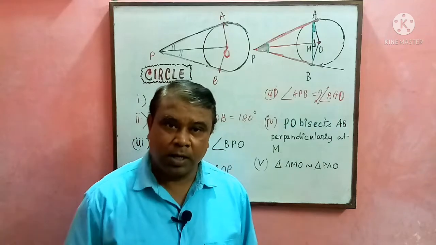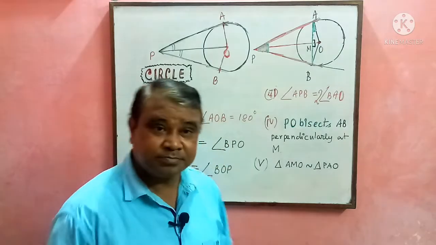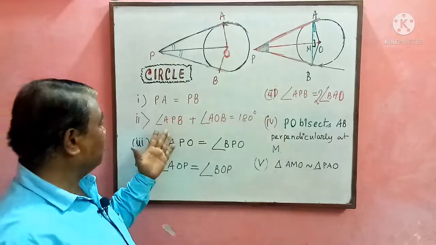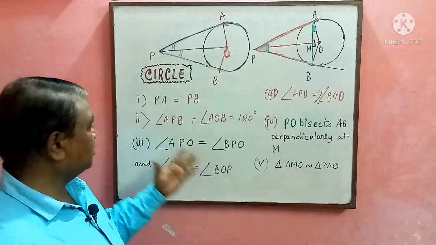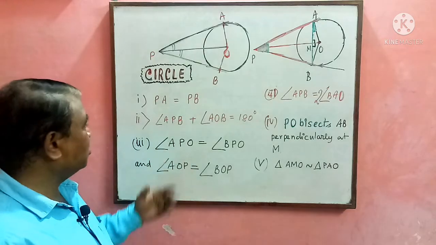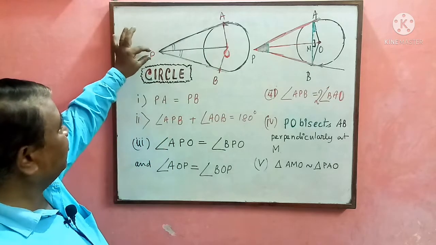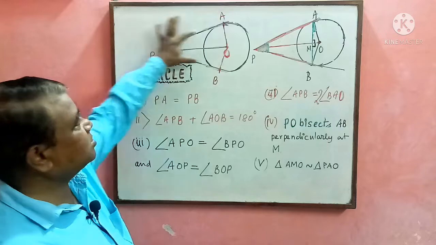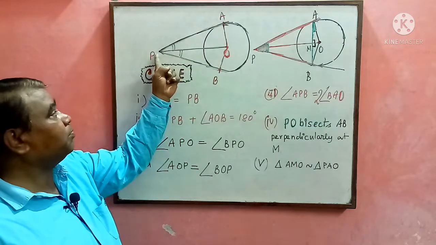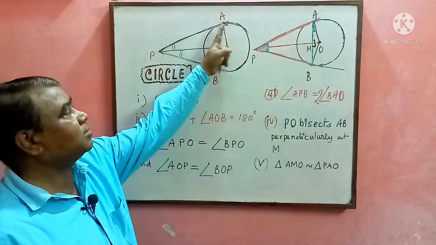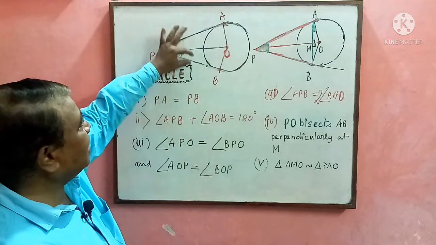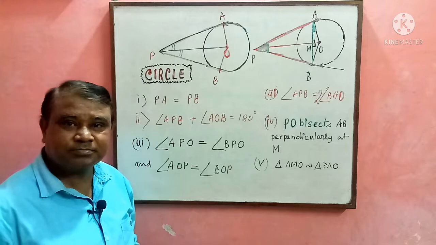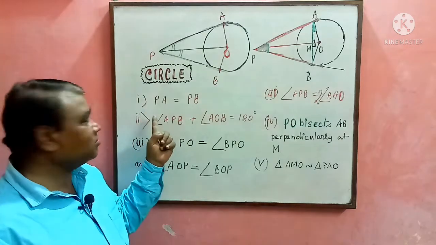Hello, it's all about circles today. Circles, we are following formulas that you must know. Number one: if we draw tangents from an exterior point to the same circle, then the length of the tangents will always be equal. This is the first formula.